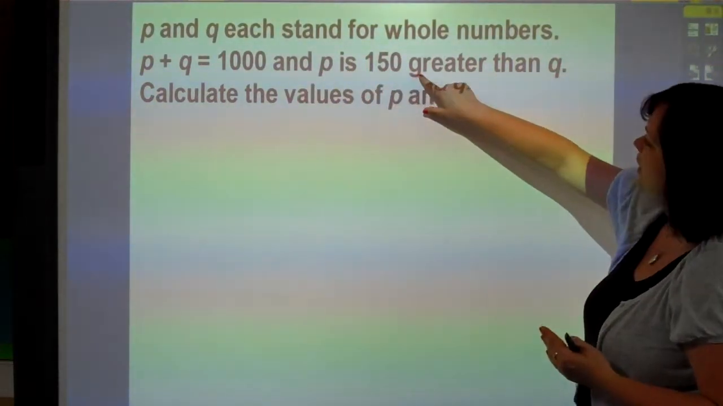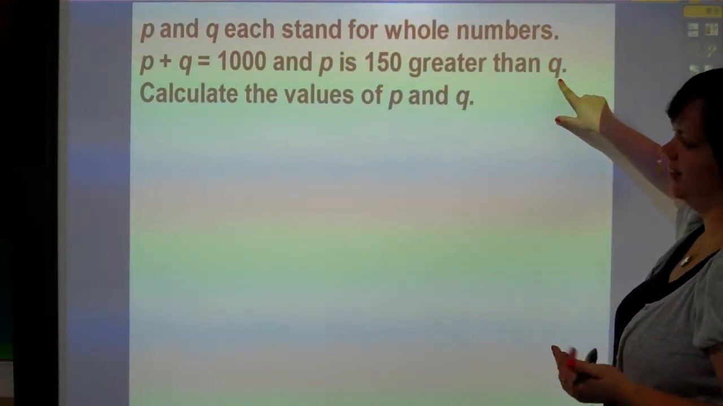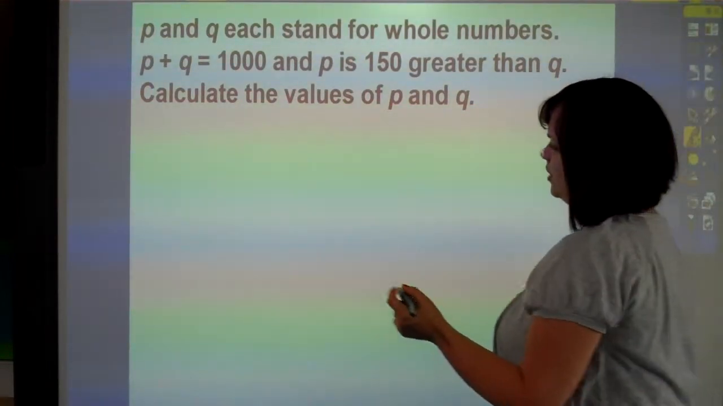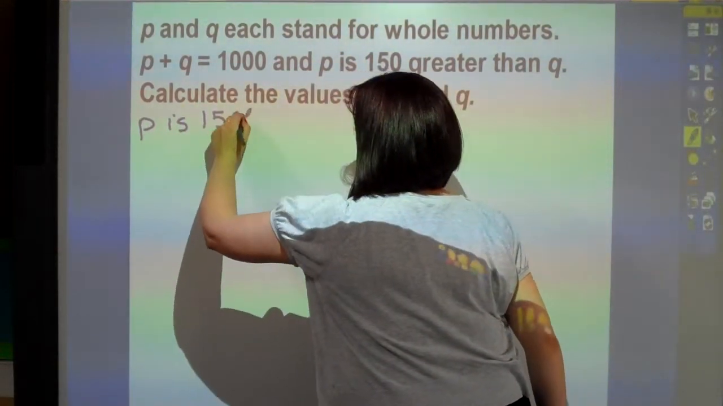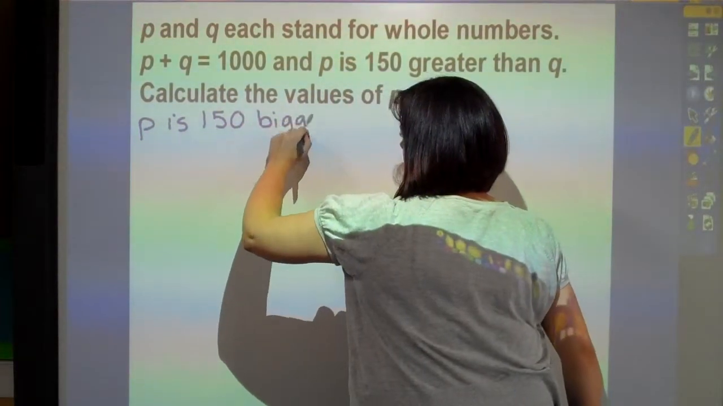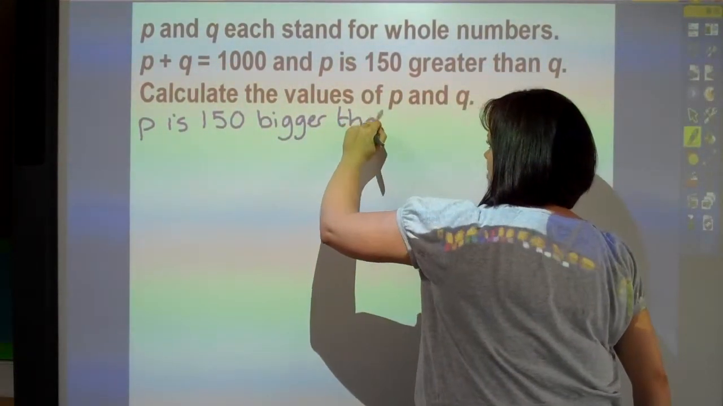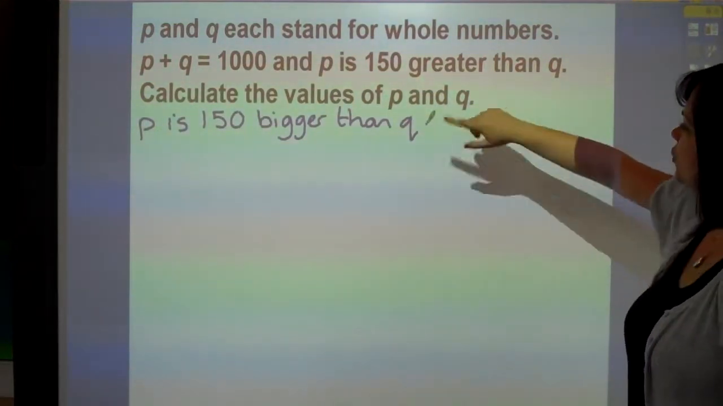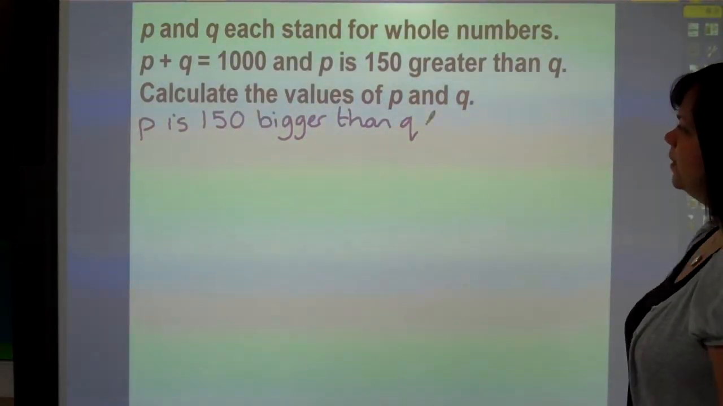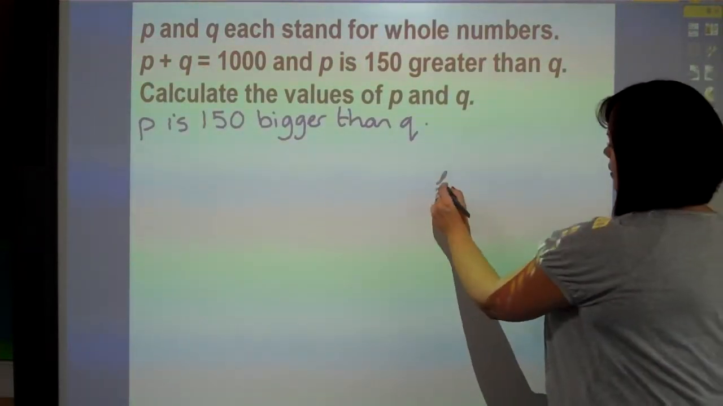P has got to be 150 greater than Q. Alright, I'm going to put that here to remind me. P is 150 bigger than Q. Sometimes writing it out helps me later, just to remember everything. I've got to work out the values of P and Q. Alright then, I know it has to equal 1,000.